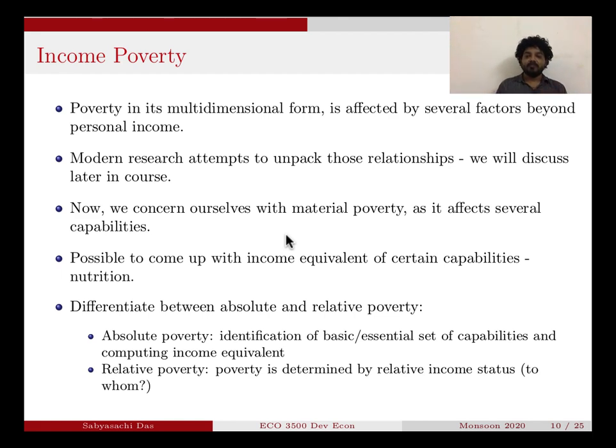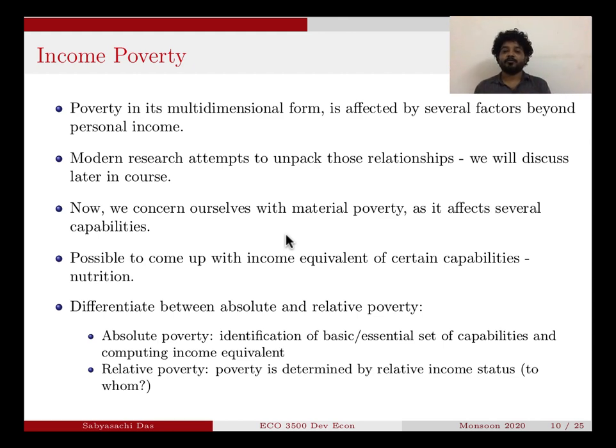Here again, it's important to talk about the concept of absolute and relative poverty. I have already alluded to it when I was talking about capabilities, the fact that relative income can have absolute capability deprivation. So here again, we have to talk about income poverty specifically, but even in the income poverty, so poverty measured in terms of income, can also have absolute and relative concepts associated with it.